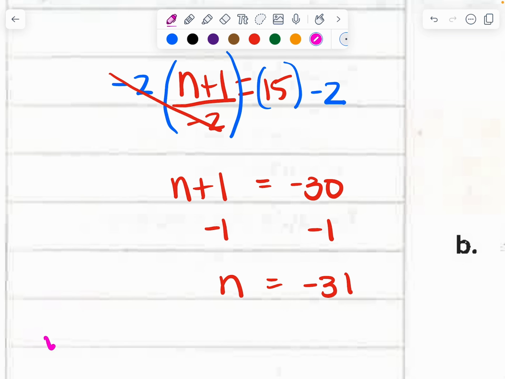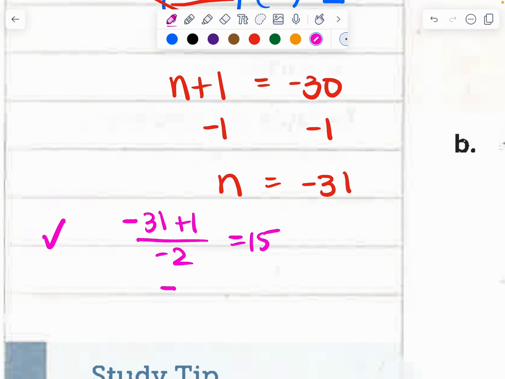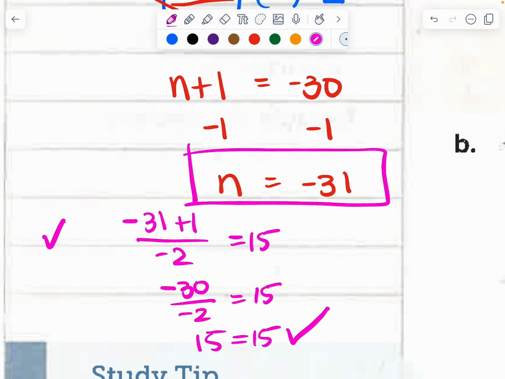Now, I personally like to plug it back in and make sure that I did the right thing. Negative 31 plus 1 over negative 2. Does that equal 15? So that'll give me negative 30 over negative 2. Does that equal 15? It does equal 15. So that's a true statement. So n equals negative 31 is the answer. Okay.